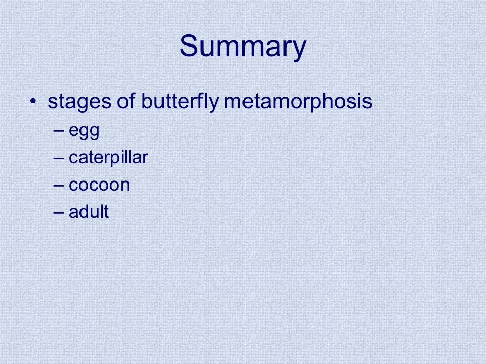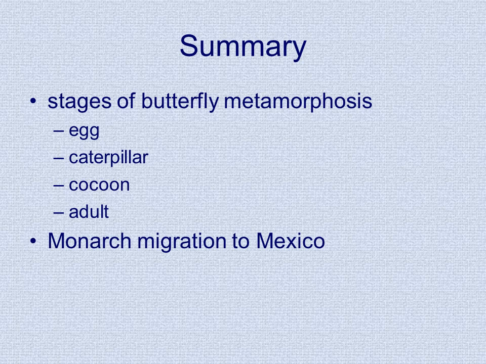So we've talked about the stages of butterfly metamorphosis. That means changing of shape. The egg hatches, the caterpillar comes out, the caterpillar eats like crazy, and then not really goes into hibernation, but goes into a cocoon that it weaves, and after a while out comes the adult butterfly. And we've talked about the migration of the monarch butterfly to Mexico, and we're going to talk about that a little bit more.